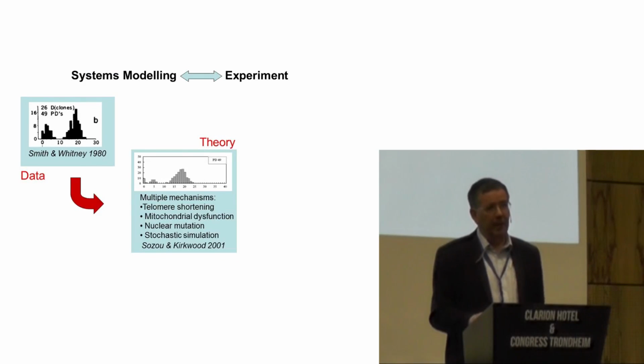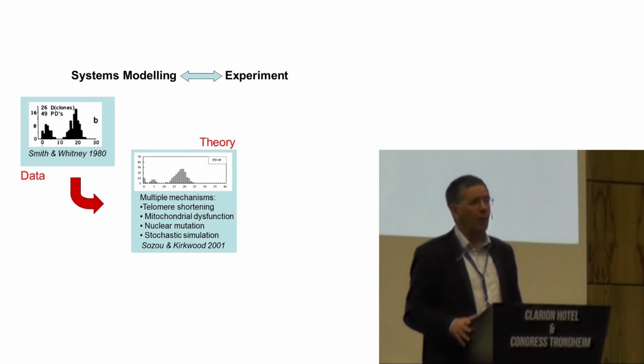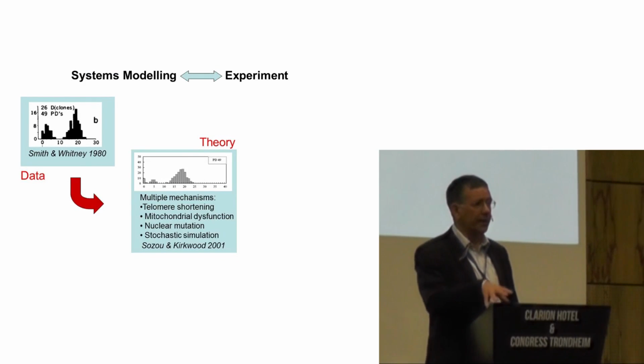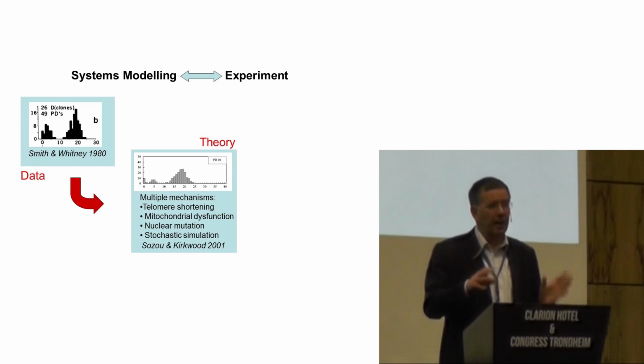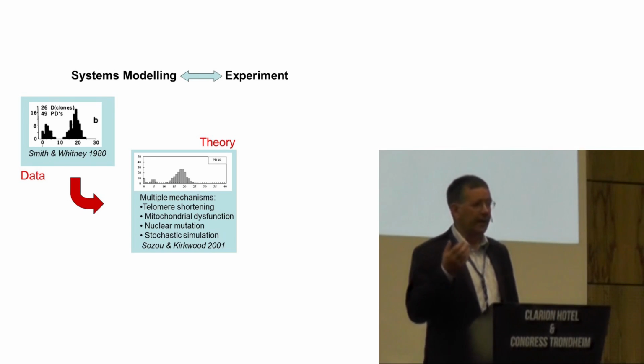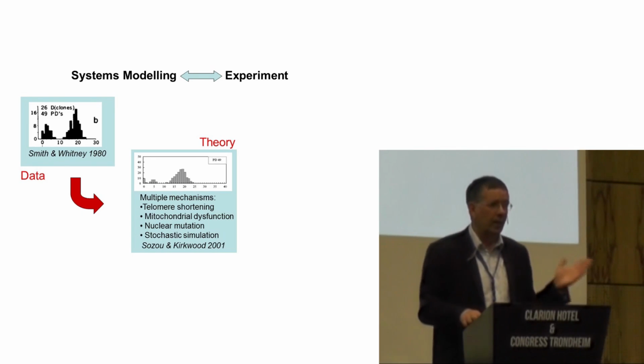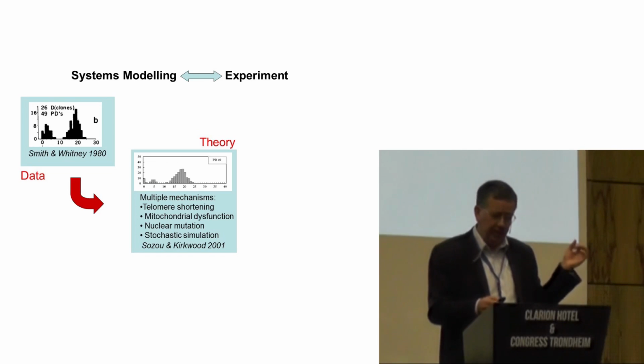So together with a mathematical modeler, Pete Sozou, we put together a model which incorporated the multiple mechanisms that were candidates to contribute to replicative senescence. And we showed that by combining these within a model that was parameterized according to the available data, we could replicate this kind of heterogeneity in ways that no other hypothesis could do.